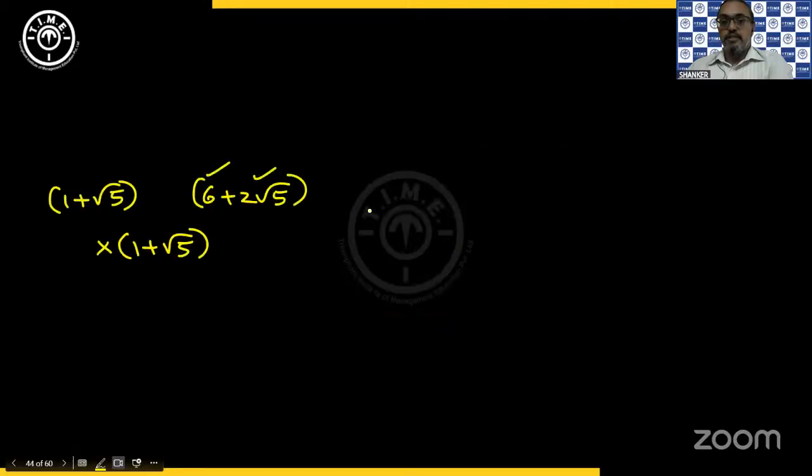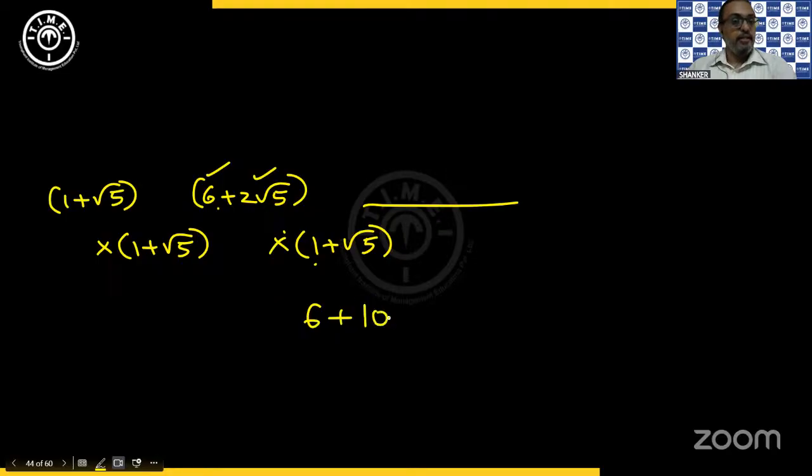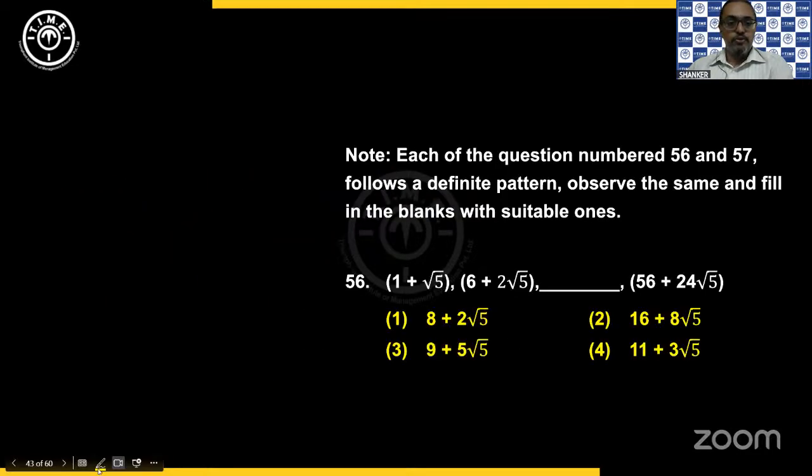So he's asking what is the next term. Again, you multiply it with 1 plus root 5. So 6 into 1 is 6, plus 2 root 5 into root 5. Root 5 into root 5 is 5. 2 into 5 is 10. So 6 plus 10, 16. That's the whole number you will get. And then you have 6 root 5 plus 2 root 5 is 8 root 5. So 16 plus 8 root 5. And that is the option you choose, and you have that in your second option.